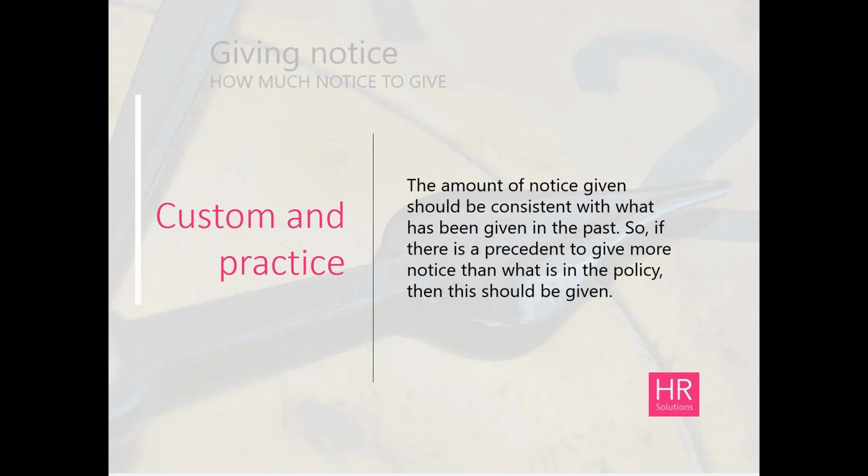It can even become an implied term. You know, people have always been given 5 days notice of a disciplinary hearing, and suddenly you're giving me 2, and I think it's because you want me out the door. You know, it's a very easy argument to make just because you've not been consistent. So always bear that in mind.